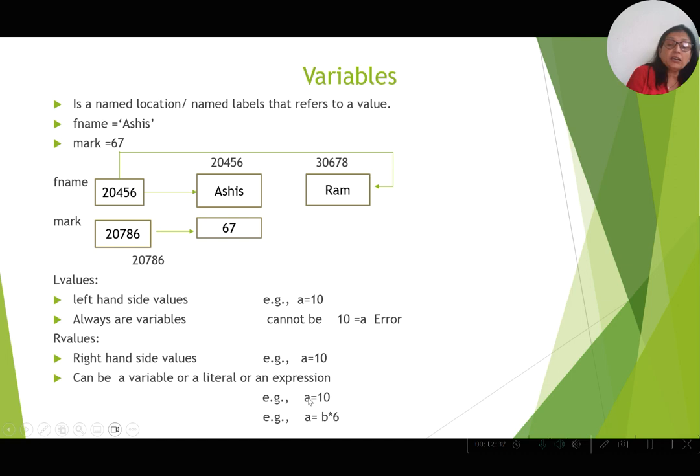That means the R value can be a literal, or a variable, or an expression. It can be a literal like your 10. Instead of A equal to 10, you can also write A equal to B or A equal to C, and you can give an expression also, like A equal to B into 6 or A plus B. That can be given as an expression and assigned as an R value. Okay, that's about your variable.